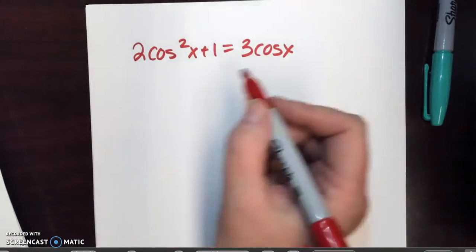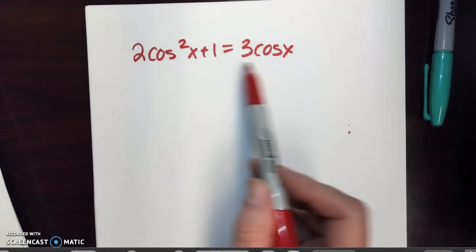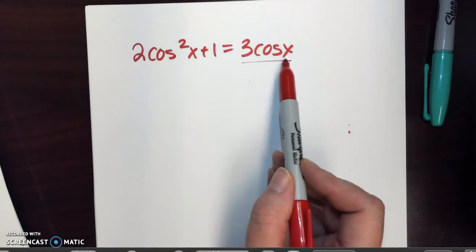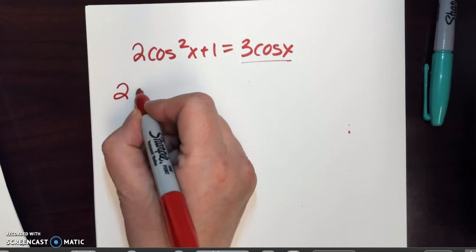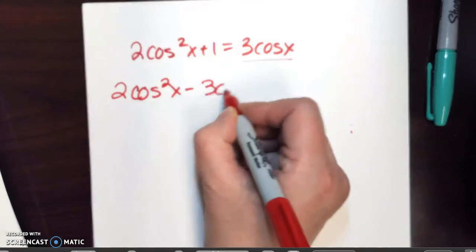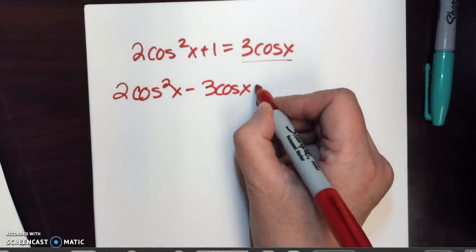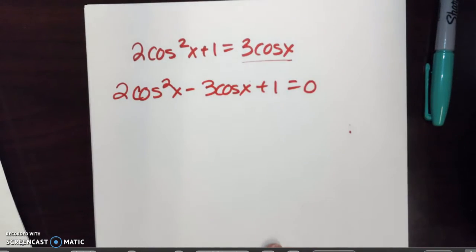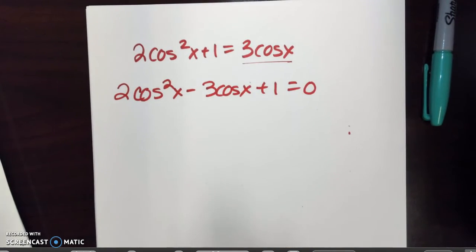Okay, so for this next one, it's given to you in a strange format, but all I have to do is subtract this from the other side. So 2 cosine squared x minus 3 cosine of x plus 1 equals 0. Okay, now the instructions for this would be something simple like solve for x or find the solutions.